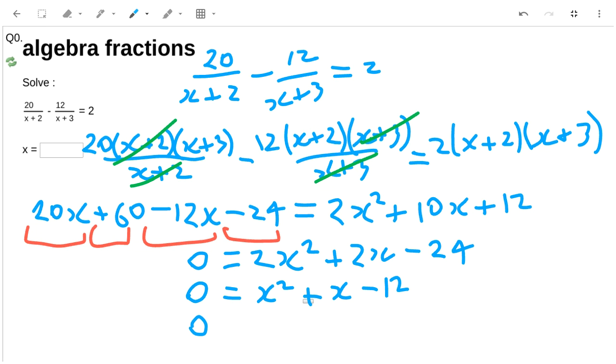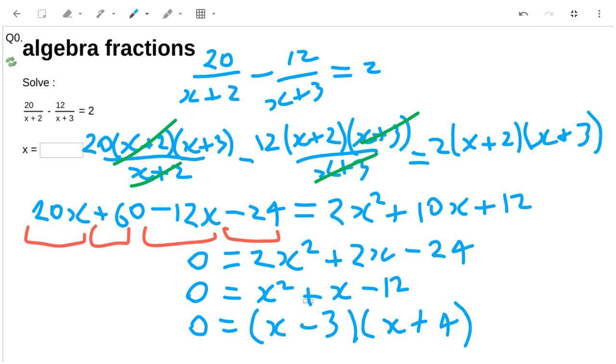And I can factorize that. Now minus 12. That's got to be a negative number times a positive number. So I'm looking at a difference between the factors of 12. And 4 and 3 are the ones that I want. And it's going to be a plus 4 and a minus 3. And I think that's going to work.